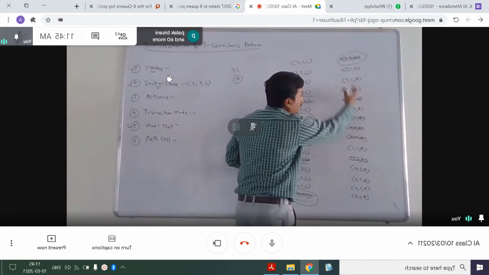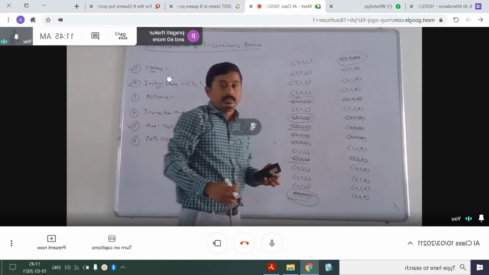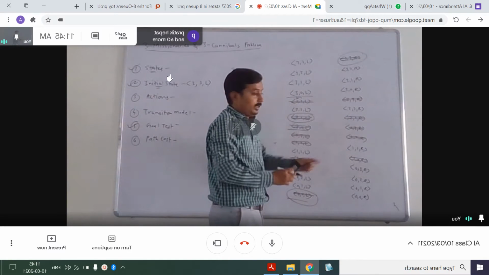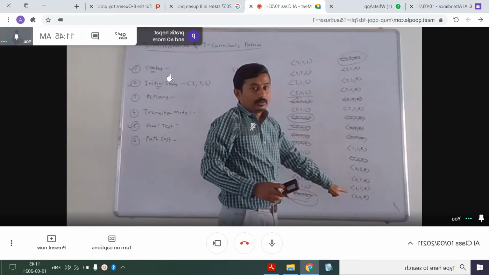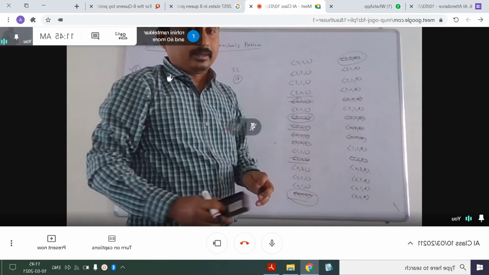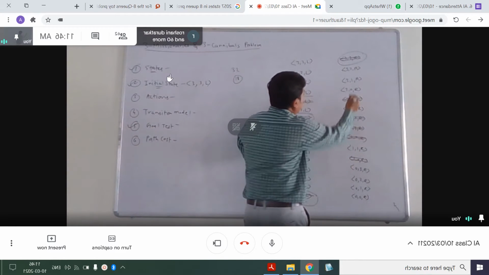See, I have written this purposefully because we want to draw a transition model. This is not the state of my right bank. We are maintaining the state of only left bank. Getting my point? So what is the meaning of this state? Tell me.